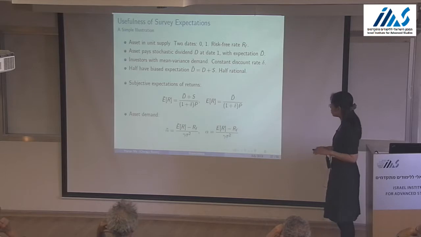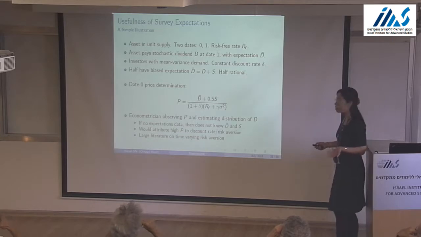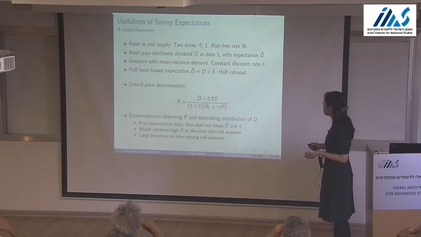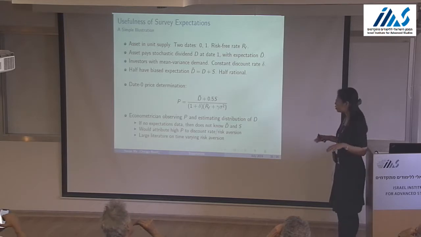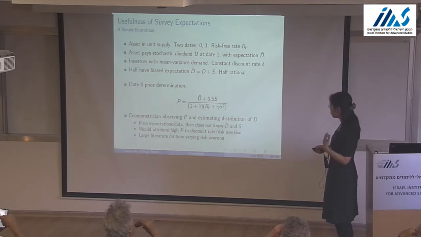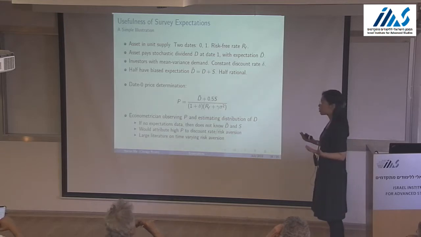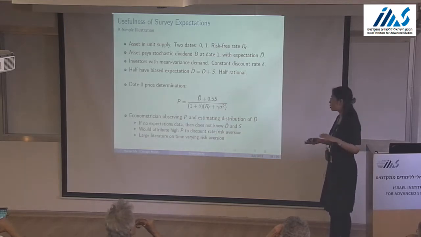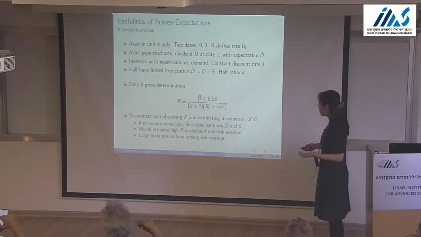And let's just assume that people have mean variance demand, so everything is super simple. In this case, you will see that the date zero price, of course, is increasing in S, and weighted by the fraction of people who hold these biased beliefs. So if we, as econometricians, observe the price, but suppose we don't have information about the subjective beliefs, we can use our statistical tools to arrive at the statistical estimation of the distribution of D. Then without expectations data, when the price is high, of course we'll attribute it to a lower discount rate or lower degree of risk aversion, and there's a large literature trying to fit time variations in returns and in prices based on time-varying risk aversion.